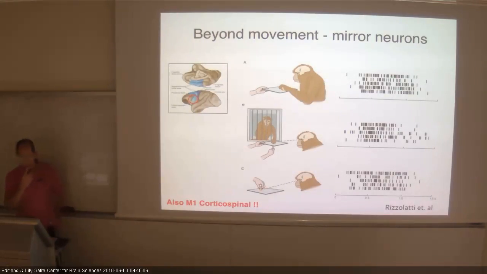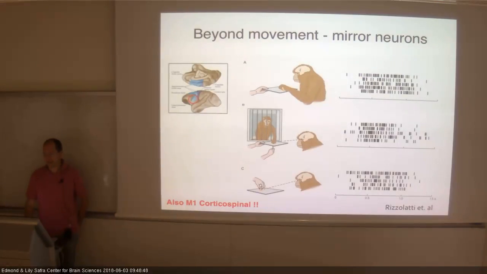And importantly, initially they did this experiment in F5, but now I think like 5 years ago there was a group that did the same experiment in M1. They took cells in M1 that they identified as cells that go to the spinal cord. I told you last time, you can find cells in the motor cortex that are in the pyramidal tract. So they identified those cells during the experiment, and then they looked: do these cells have mirror properties? And indeed, also in M1, also in the last station in the cortex, you see cells that have these mirror properties. They respond when someone else is doing a movement.